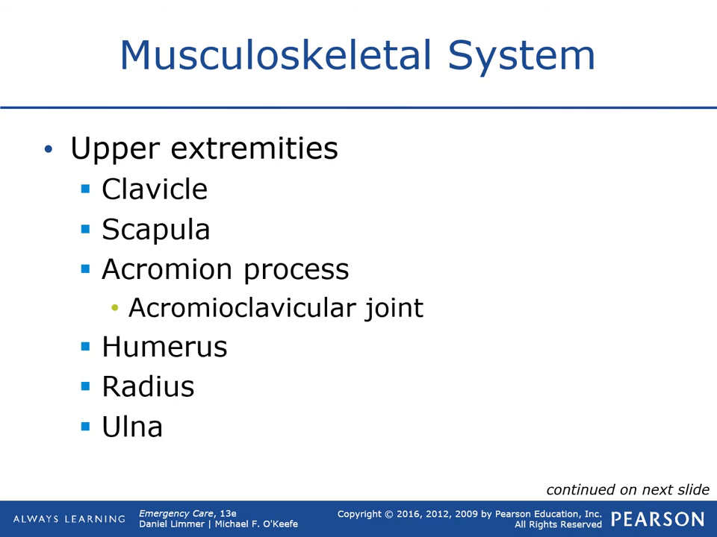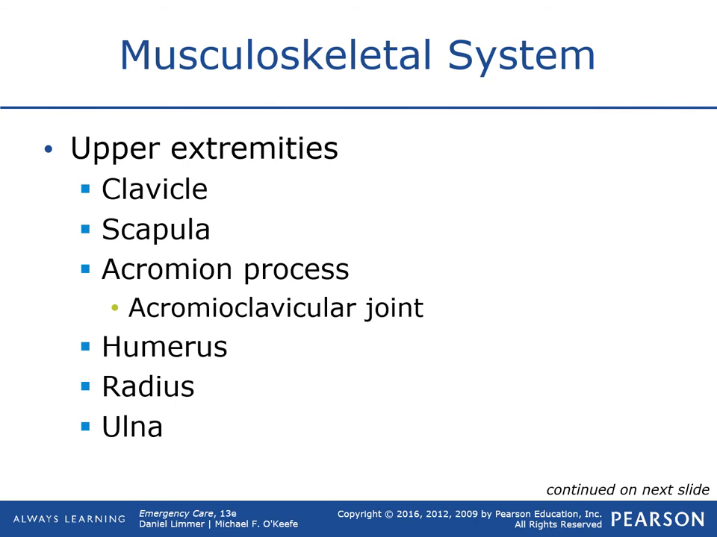Then you have your scapula, which is in your back. That's the big shoulder blade bone. Then you have your acromion process. The acromion process is actually part of the scapula. It's the highest point of the scapula. And it connects with the clavicle right at the top of your shoulder, that little bony area. And that forms what we call the acromioclavicular joint, which is a common site of a shoulder injury.